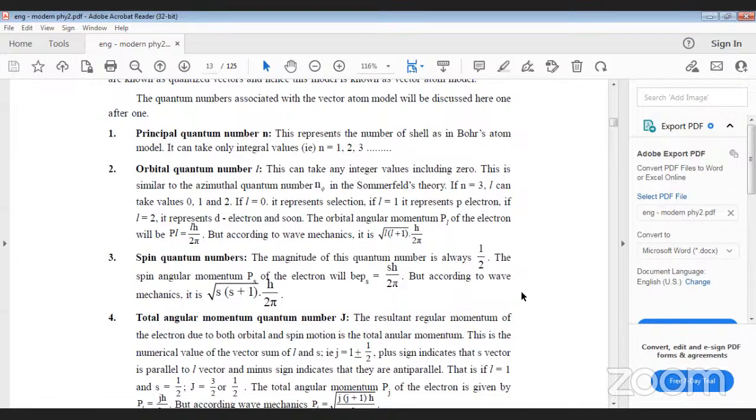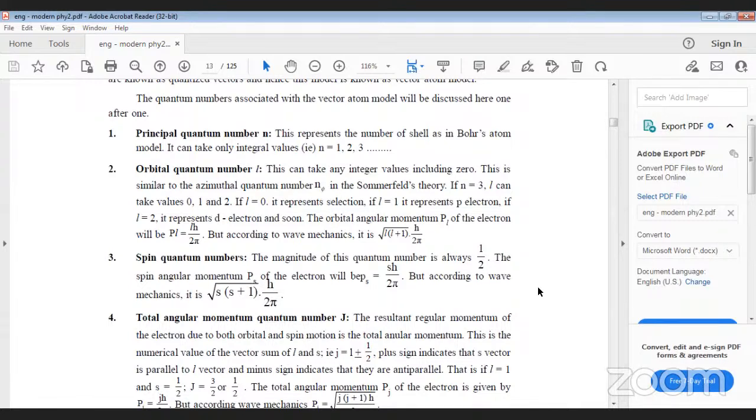If L equals 0, it represents the s electron; L equals 1 represents the p electron, and if L equals 2, it represents the d electron. That means L equals 0 means s orbital, L equals 1 means p, and L equals 2 means d. Here there is no print mistake.